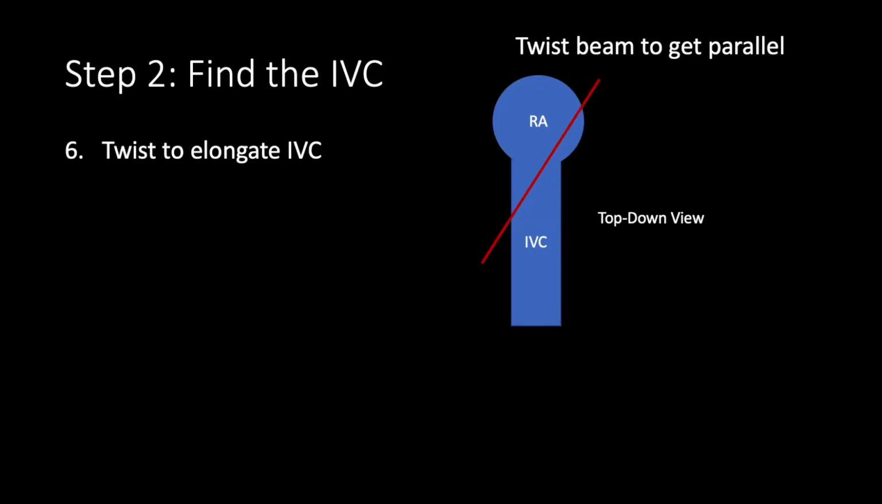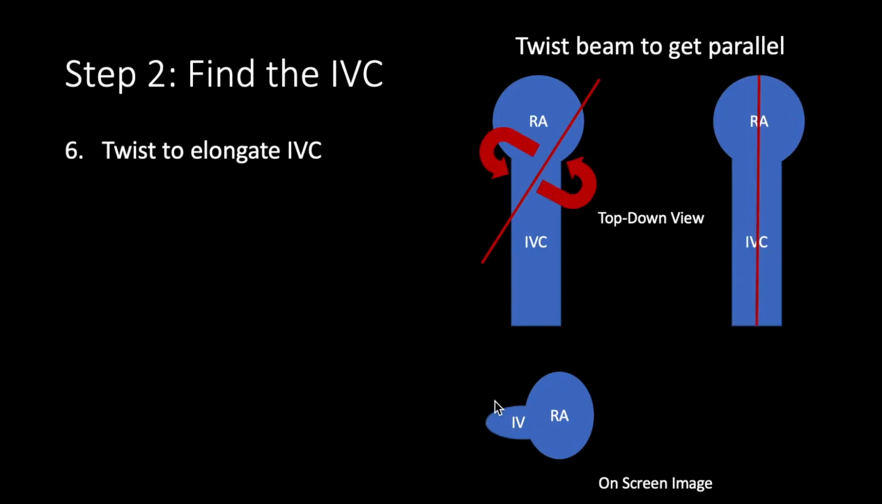Finally, we often have to twist to elongate the IVC. So if we take a top-down approach, if we're looking through the patient's belly button to their IVC to the floor, if our beam is not parallel, what we'll see on the screen is the right atrium, but the IVC gets cut off. Instead, if we were to twist our beam and get our beam parallel to the inferior vena cava, that will elongate the IVC across the screen.